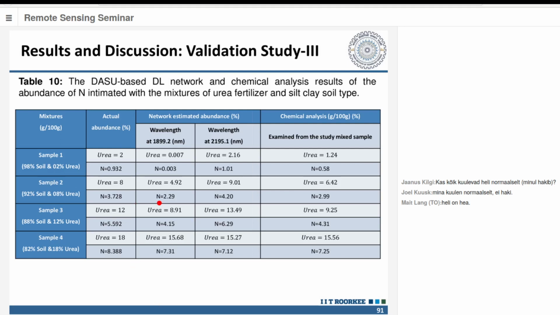And these are the results of the chemical analysis method which I have tested using 4 mixed samples, having 90% soil and 2% urea, 92% soil and 8% urea, 88% soil and 12% urea. And these are the results for two wavelength regions.